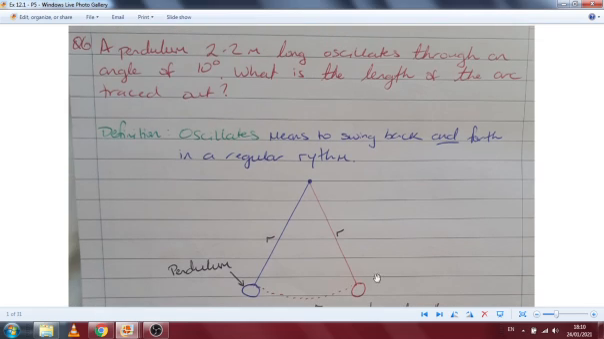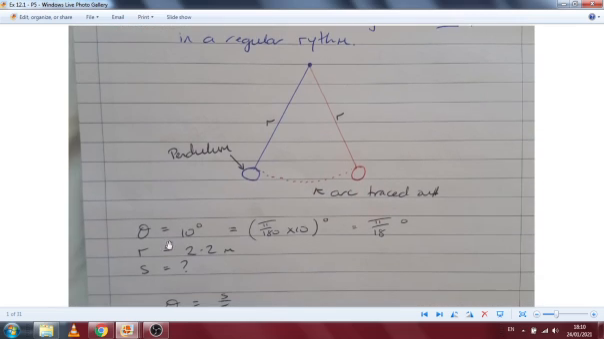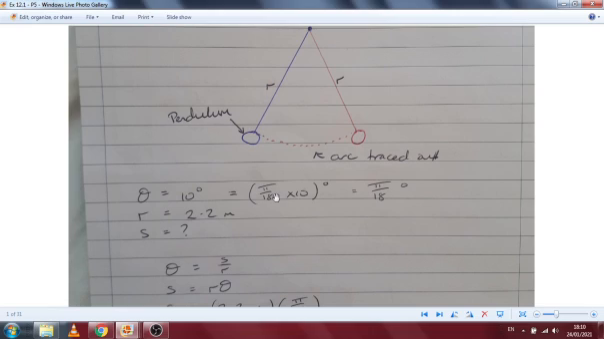What information are we given in the question? A pendulum is 2.2 meters long, so that will be our radius. Our angle is 10 degrees, so up here we're going to have an angle of 10 degrees. Again, we're trying to deal with radians, so we first need to convert our 10 degrees into radians. 1 degree is pi over 180, times 10 gives us pi over 18 radians, should not be degrees. So our radius is 2.2 and we need to get our arc length.